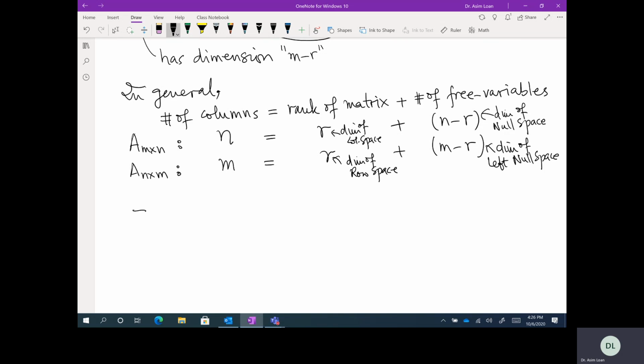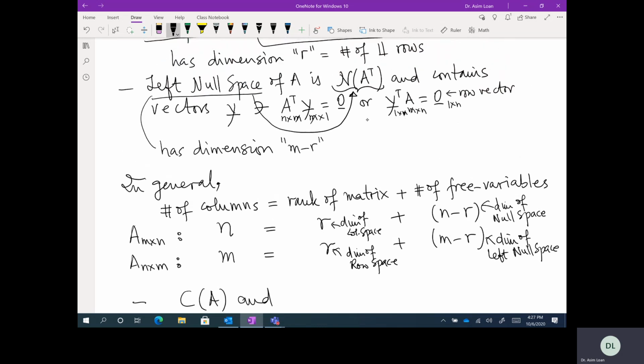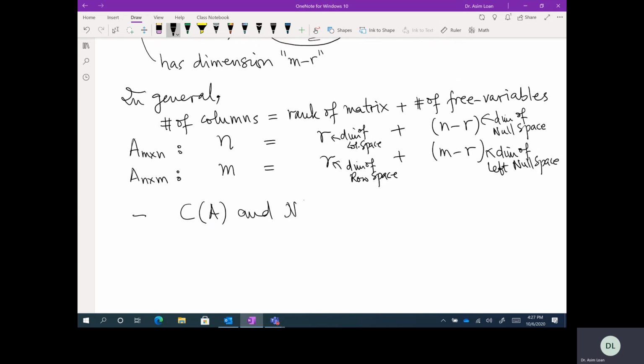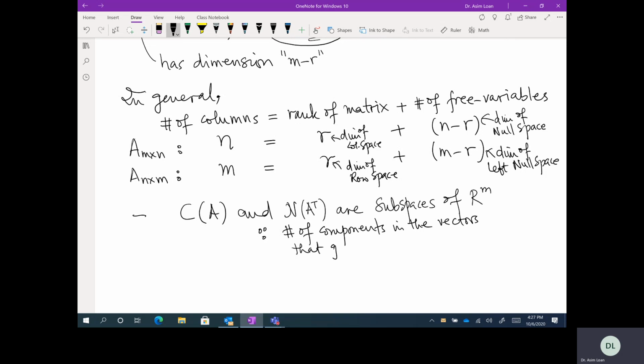We can also see that the column space has m components. The vectors that generate the column space have m components, and similarly the vectors in the left null space also have m components. Therefore, the column space and the left null space are subspaces of R^m, because the number of components in the vectors that generate these spaces is m.